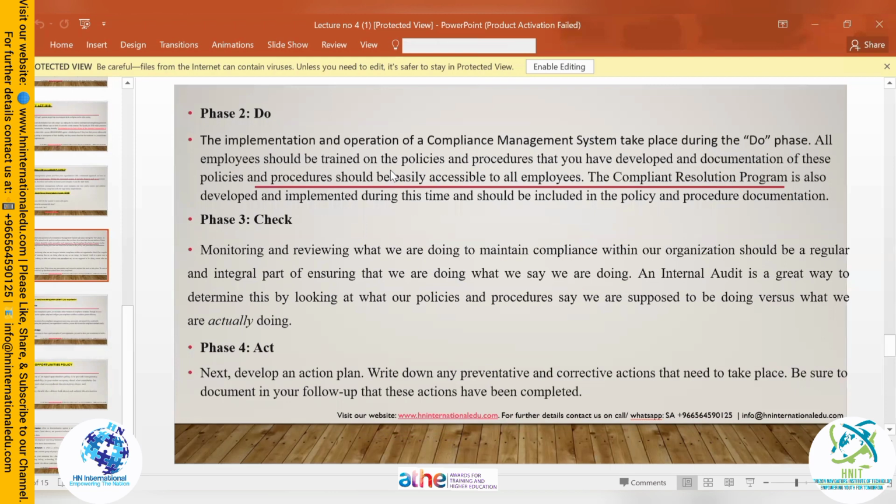The next one is check: monitoring and reviewing what you are doing to maintain compliance within the organization. It should be a regular, integral part of ensuring that we are doing what we say we are doing. So it means that what your company says it will do to satisfy your employees, it will actually do, not that the company will always just show off about its policies.